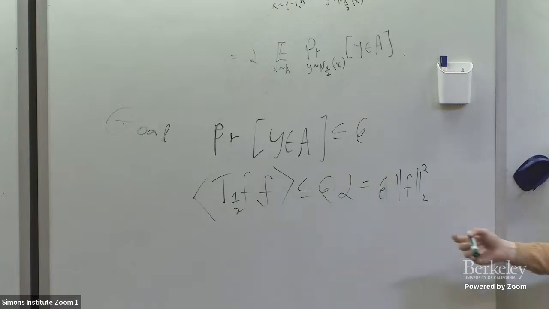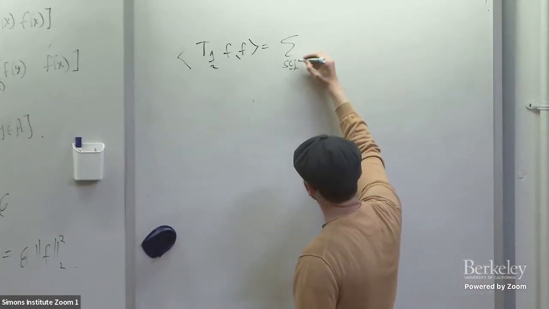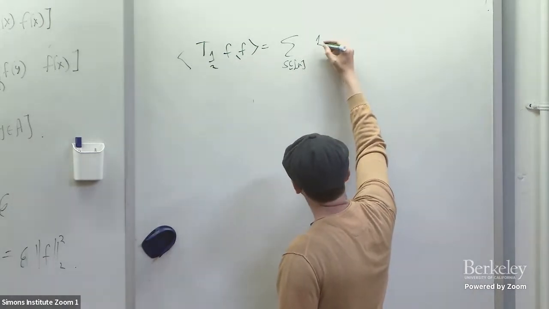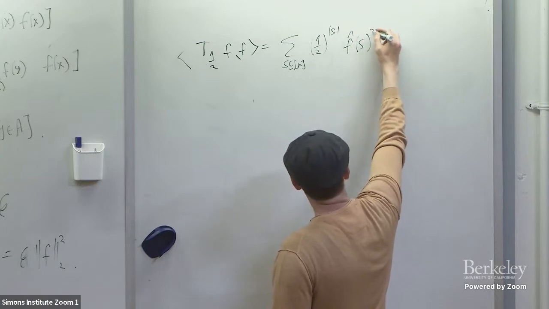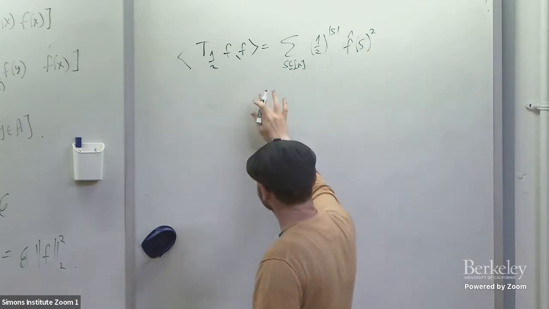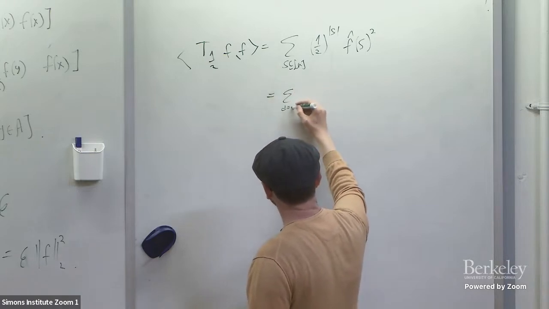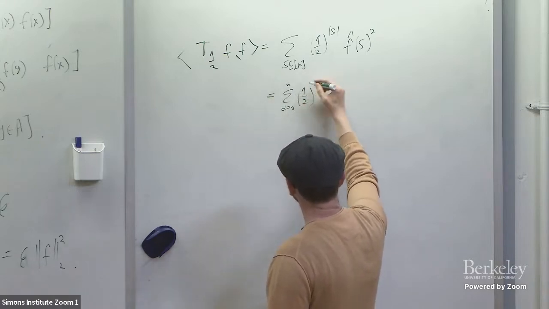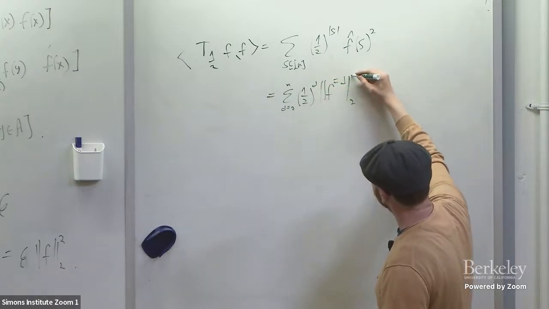Now, how do we upper bound this thing? We can just use the Fourier expansion. You have f inner product with f. This is the sum over s of half to the |s| times f hat at s squared. And this is equal to the sum over d from 0 up to n of half to the d times the 2 norm of the degree d part of f.